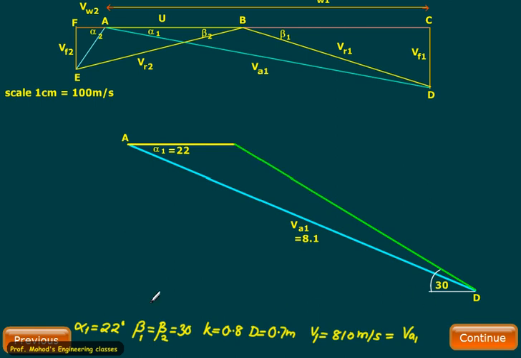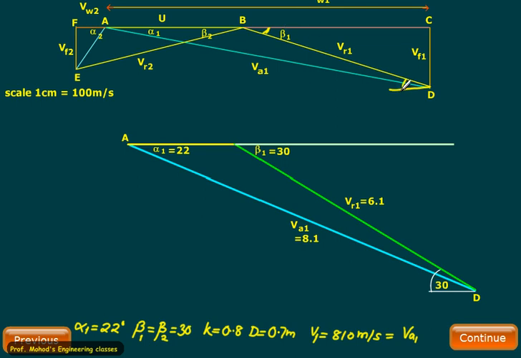Now since we know that beta 2 is equal to 30, I will take this angle beta 2 equal to 30. Let me explain how I did this. This angle is beta 1 equal to 30, and I can find here that this angle is also beta 1 equal to 30. They are the alternate angles.